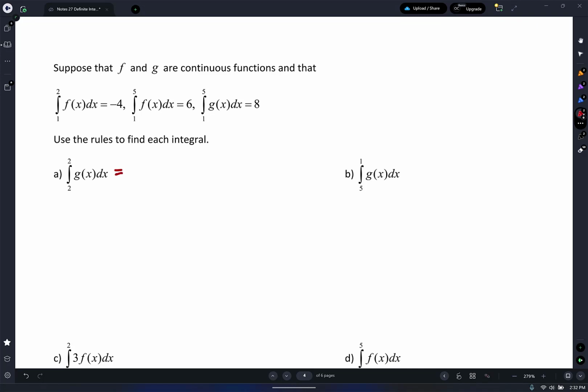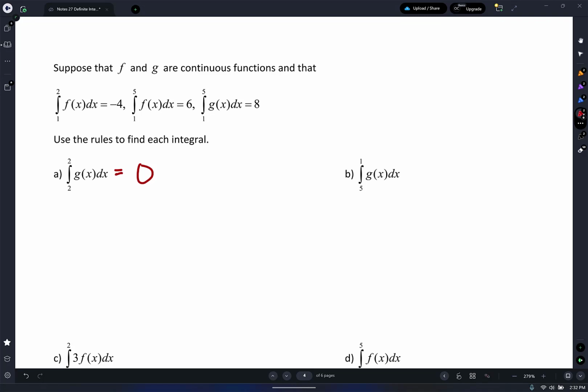Letter A. Notice the lower limit is 2. And what is the upper limit? 2. Have you moved? No. You have not moved. What is this going to output? 0. Are we still okay?